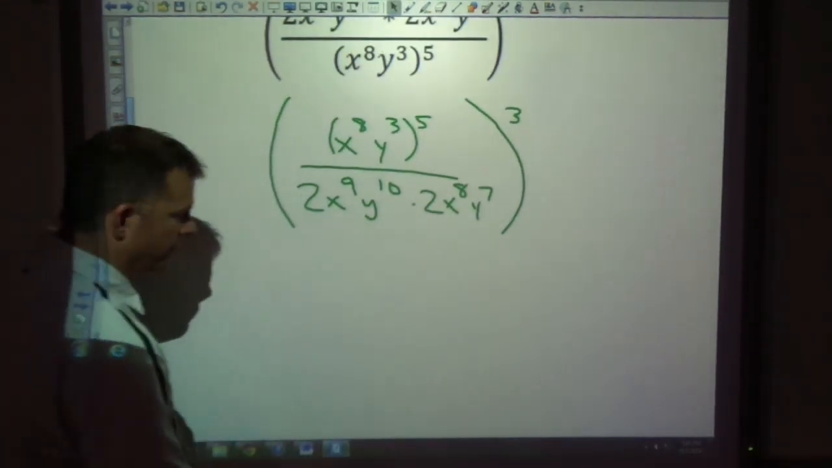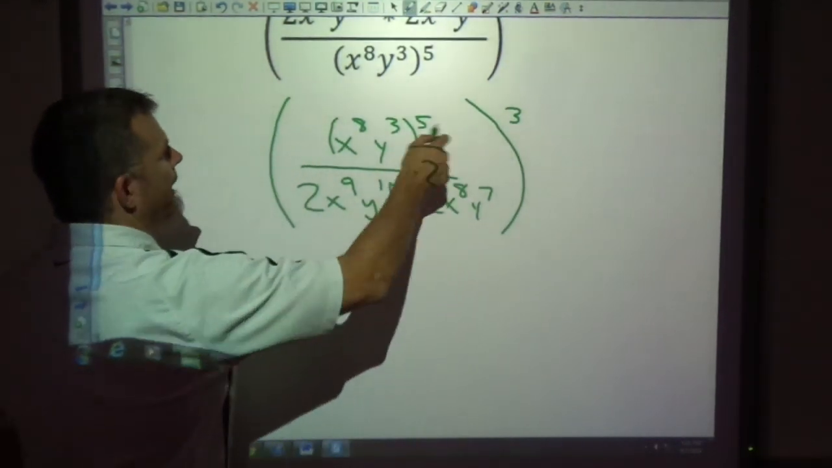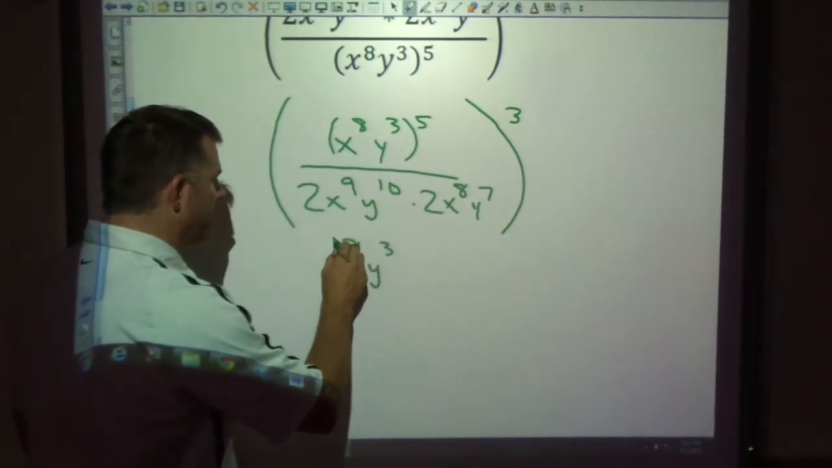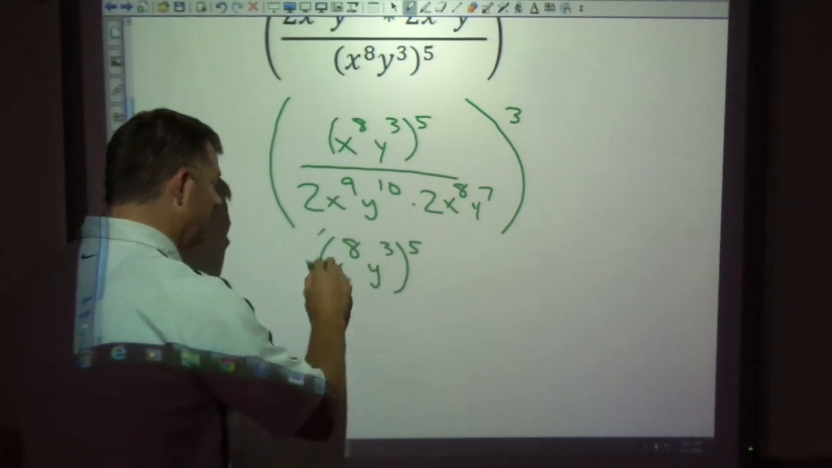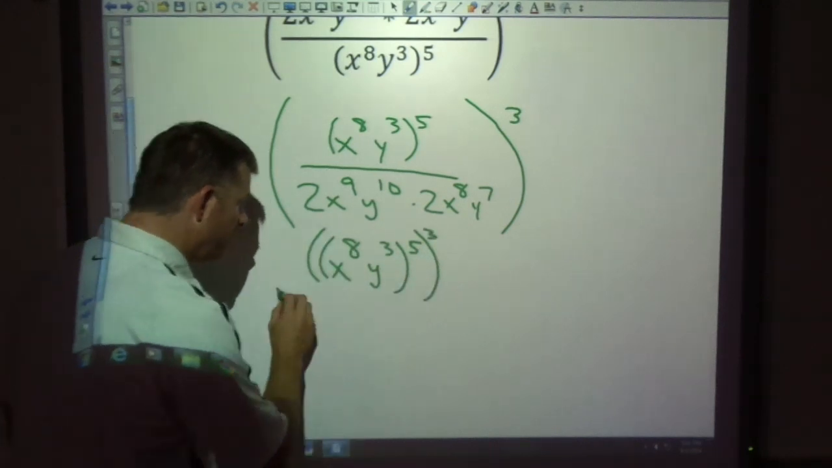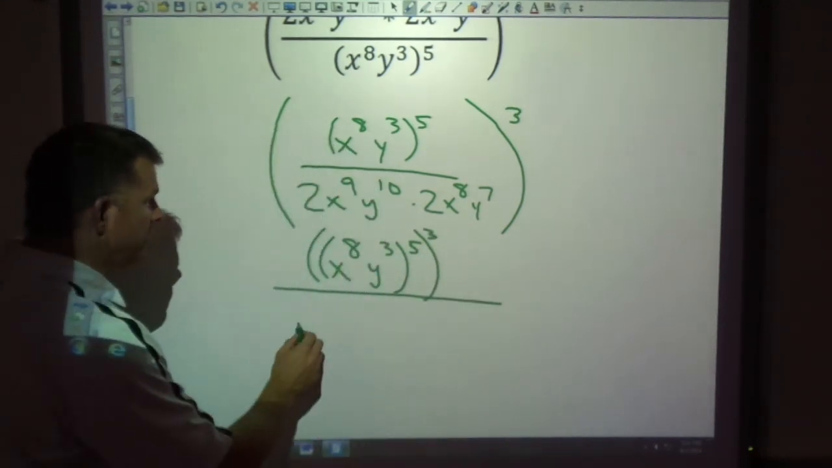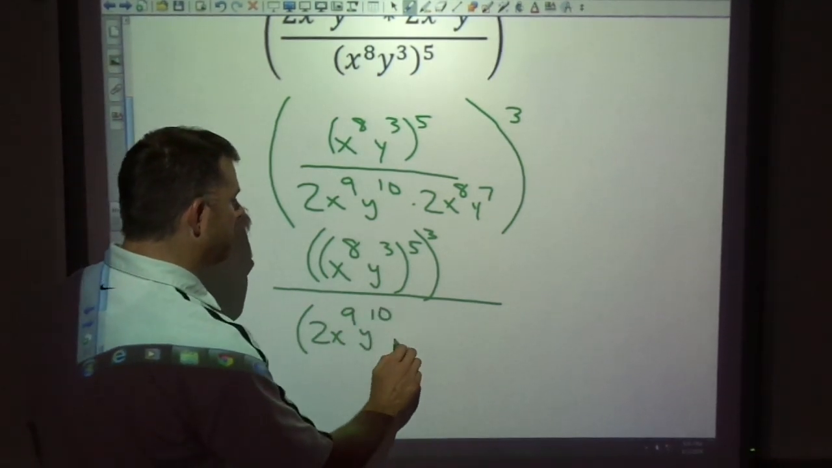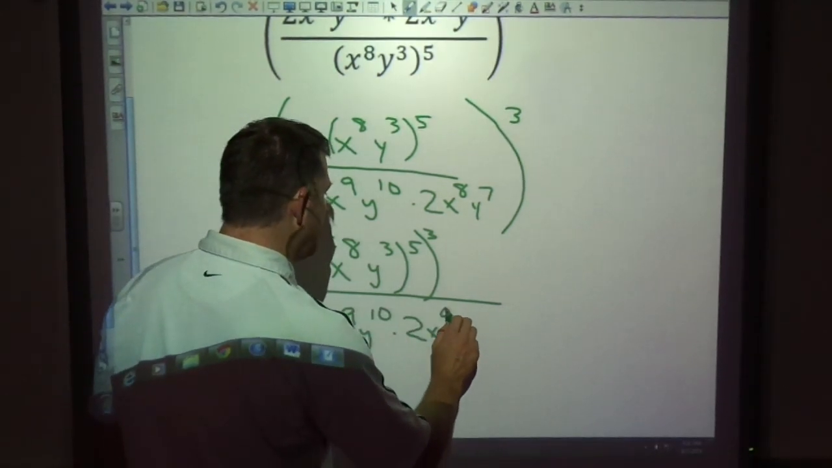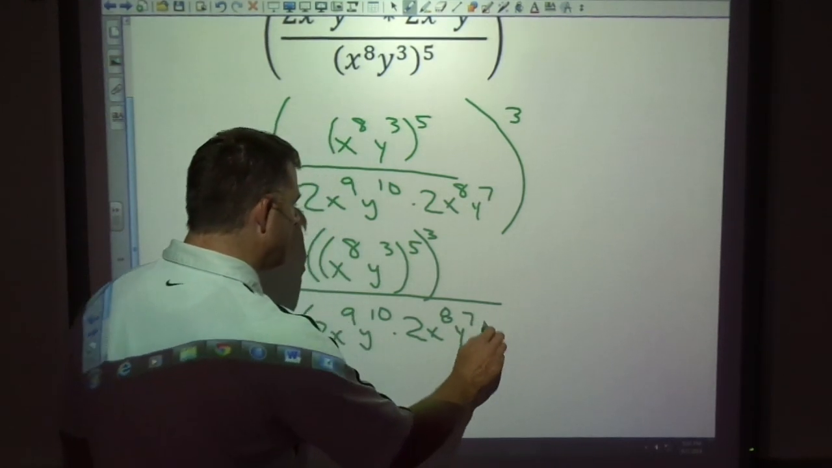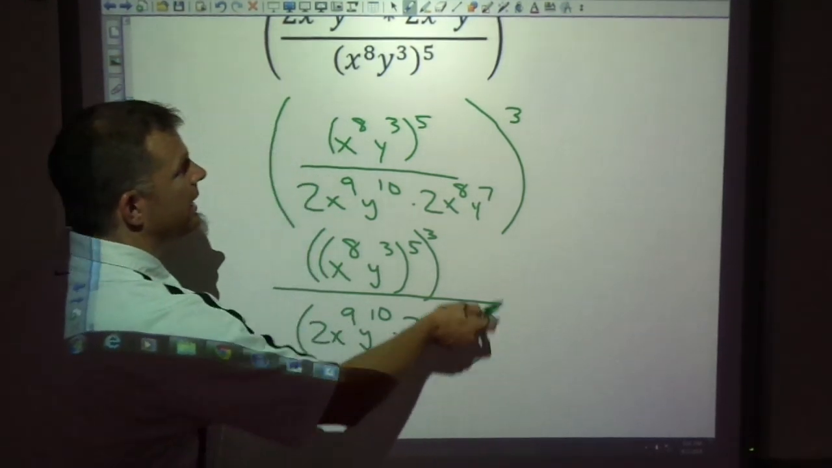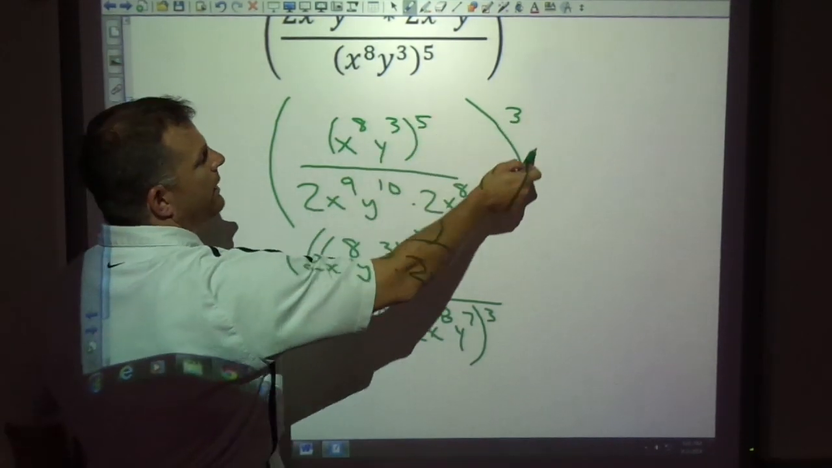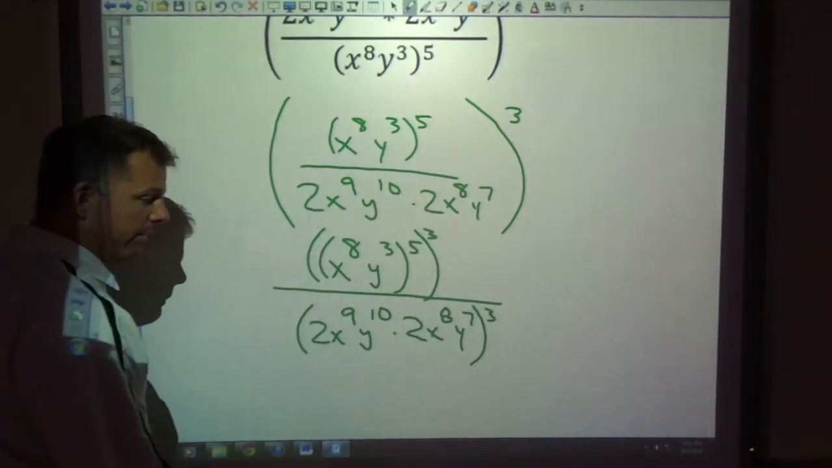Scroll down because I need some room. So if I do power to power here, that means x to the 8th, y to the 3rd, to the 5th, to the 3rd, and down here it's 2x to the 9th, y to the 10th, times 2x to the 8th, y to the 7th, to the 3rd. I've taken this top to the 3rd power, and this bottom to the 3rd power.